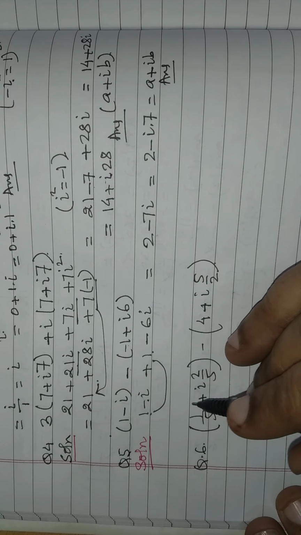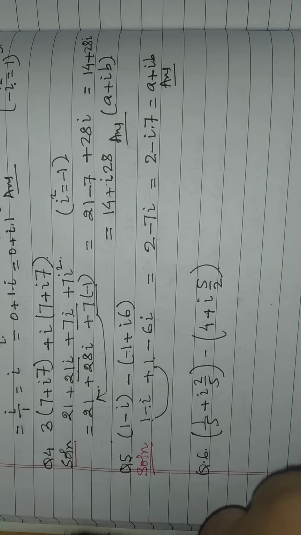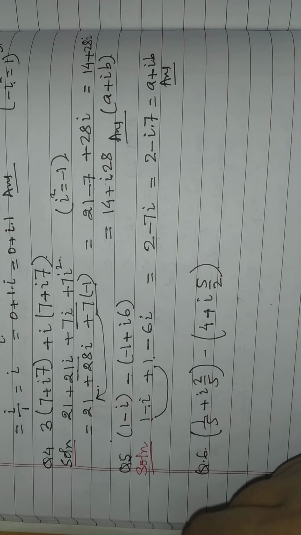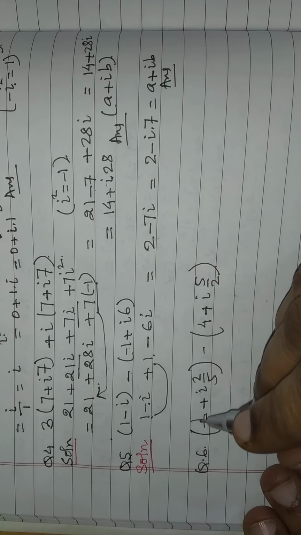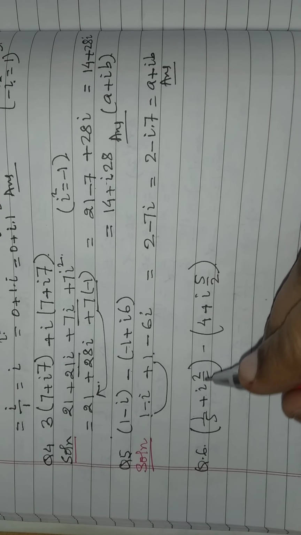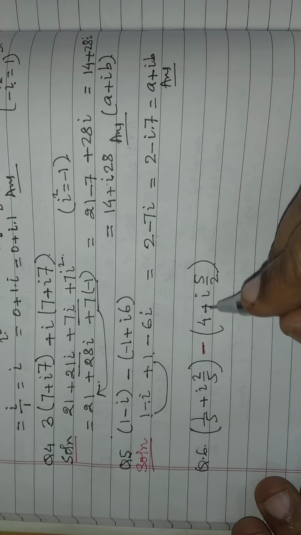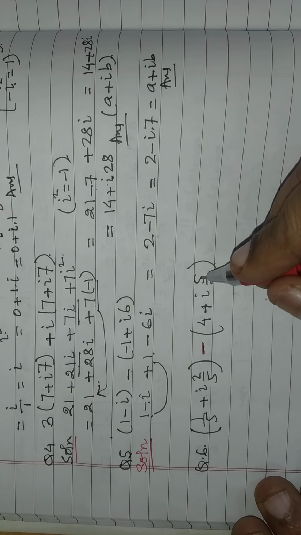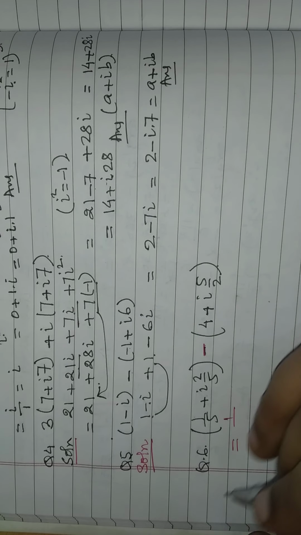Now the question is question number 6. Here we have to write this in the form of a plus ib: 1 by 5 plus iota into 2 by 5, minus, this is a minus sign, 4 plus iota into 5 by 2. So here, solution.